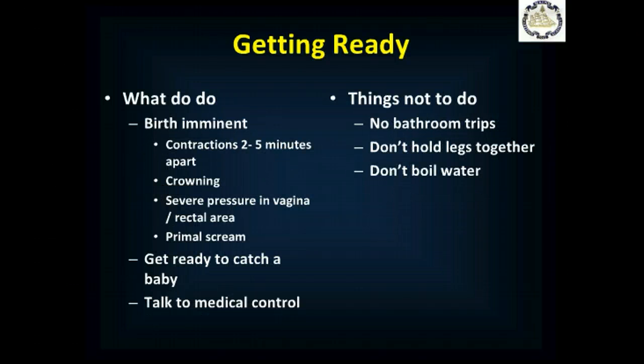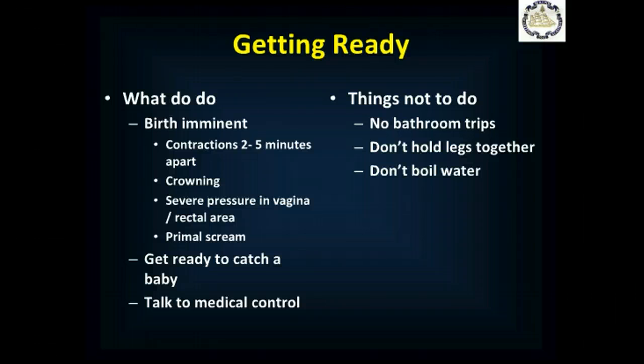So, if the baby's coming now, the contractions are 2 to 3 minutes apart, you look and you see the head of the baby at the vagina, that's called crowning, or there's severe pressure in the vagina or rectal area, or the mother lets loose with a primal scream, get ready to catch the baby. It's coming now. Hopefully, the mother knows how many there are. That's important to know as well.